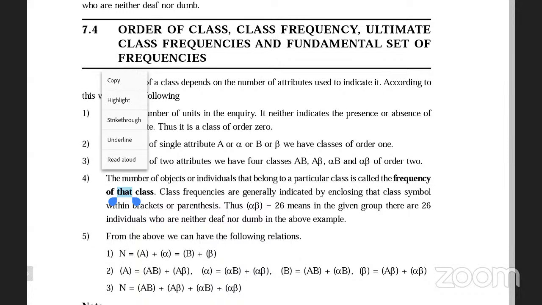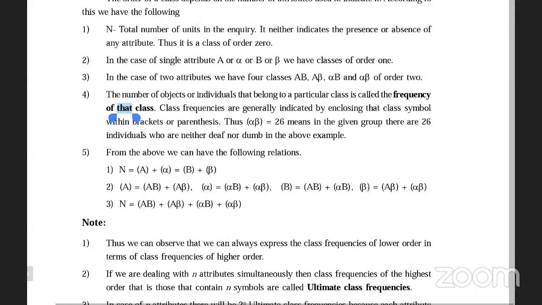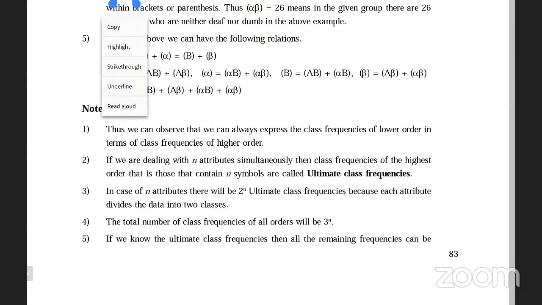And the ultimate class frequency means the total number we have. For example, if we have n possibilities, out of them 2 combinations, how many frequencies do we get? 2 power n. 3 combinations is 3 power n. These come to the ultimate class frequencies. How many can we get? Next is the last point.